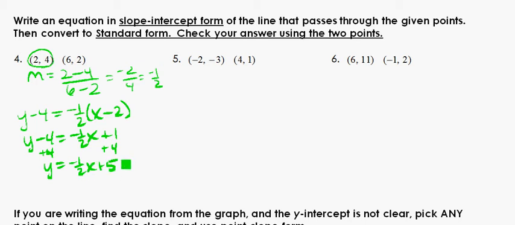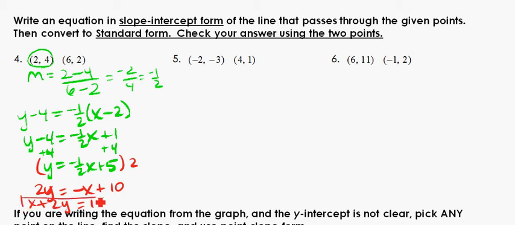Standard form has 2 stipulations. One, that x and y are on the same side, and the other is there's no fractions. We can get rid of fractions by multiplying by the common denominator. In this case, the only denominator is 2, so we're going to multiply this whole thing by 2. So we get 2y equals negative x plus, and then 2 times 5 is 10. We want x and y to be on the same side, so we can go ahead and add x to both sides, and we get x plus 2y equals 10.